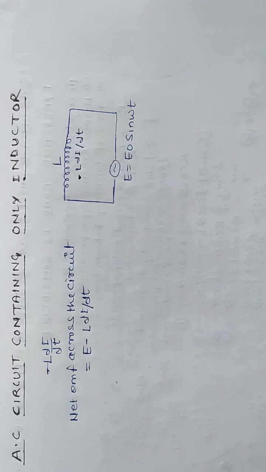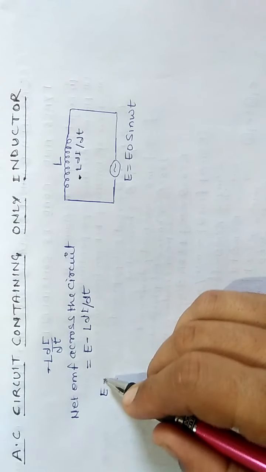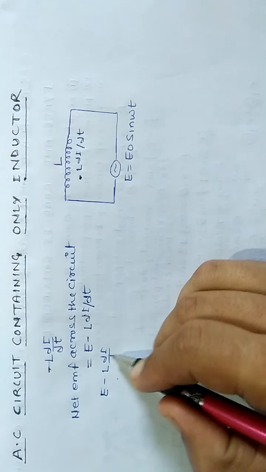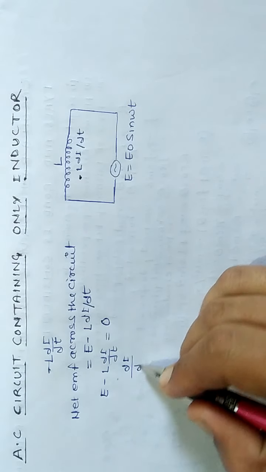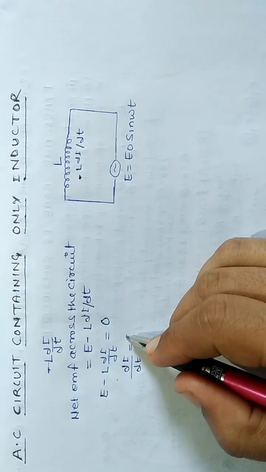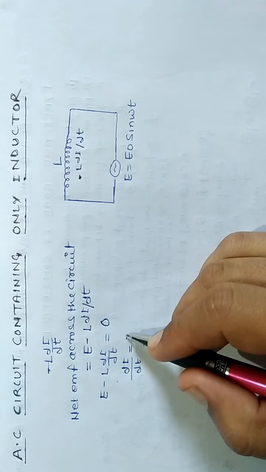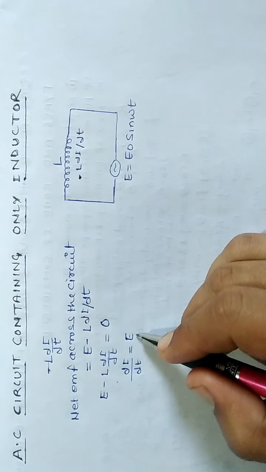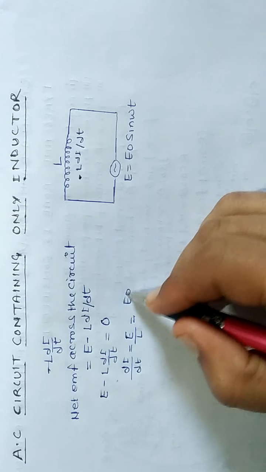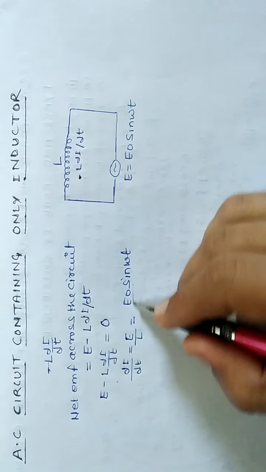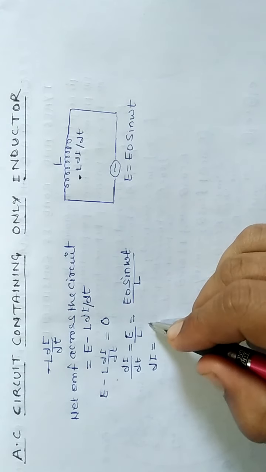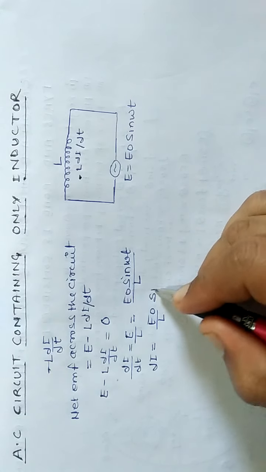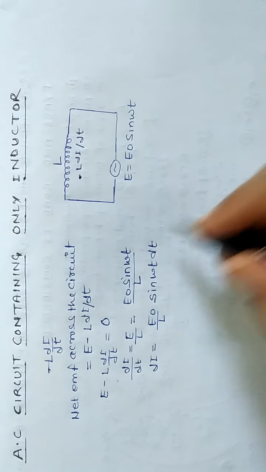As we know, there is no potential drop across the circuit, so the value of E − L di/dt will be 0, or from here di/dt = E/L, or E = E₀ sin ωt upon L. From here we can write di as (E₀/L) sin ωt dt.